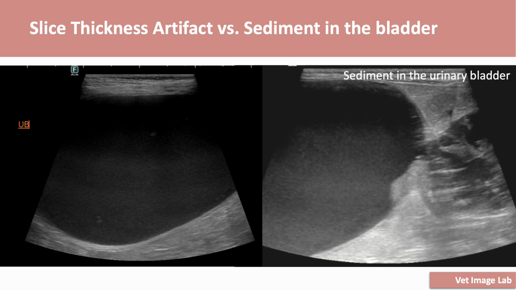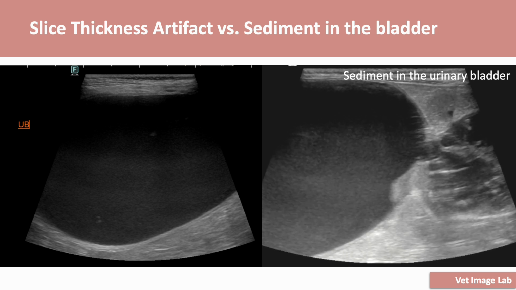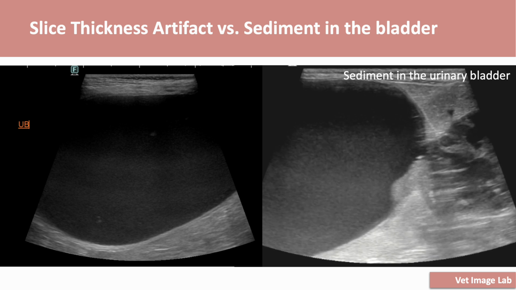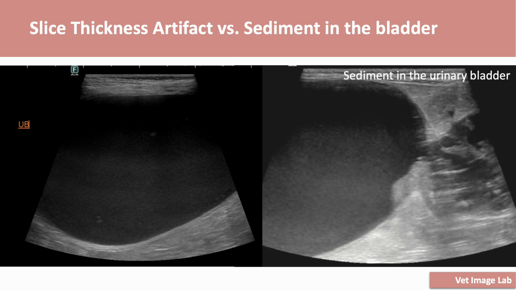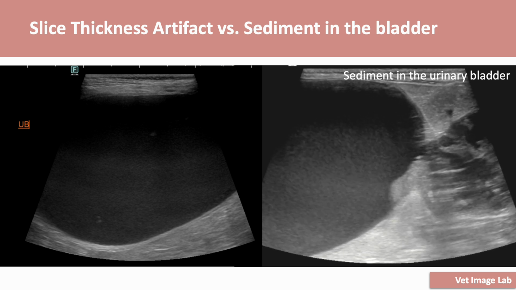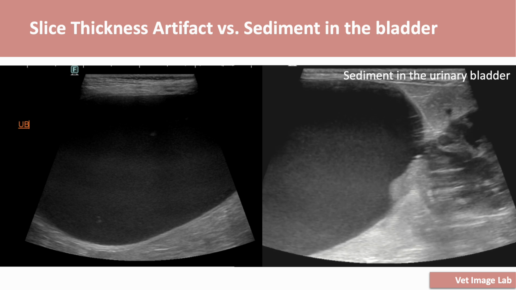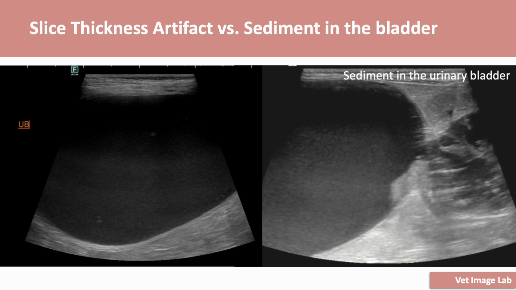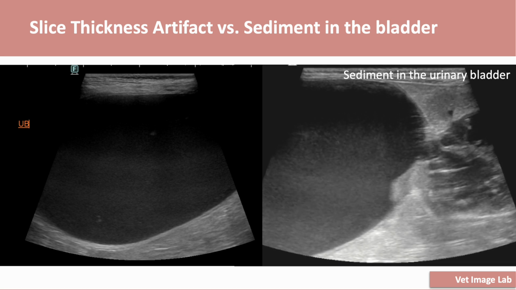To differentiate slice thickness artifact from true sediment within the bladder, a simple method can be performed. By changing the patient's position or gently tapping the bladder with the probe, you can observe whether the echogenic material moves. If the echogenic particles shift with movement, it indicates true sediment, like this image. However, if the echogenic appearance remains unchanged, it is likely an artifact caused by slice thickness.